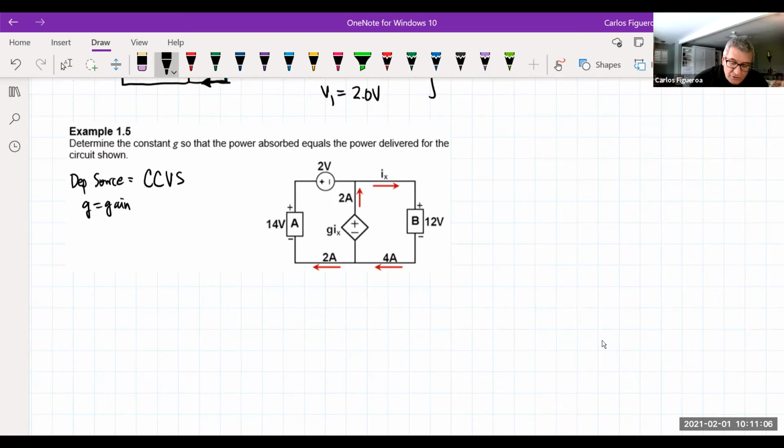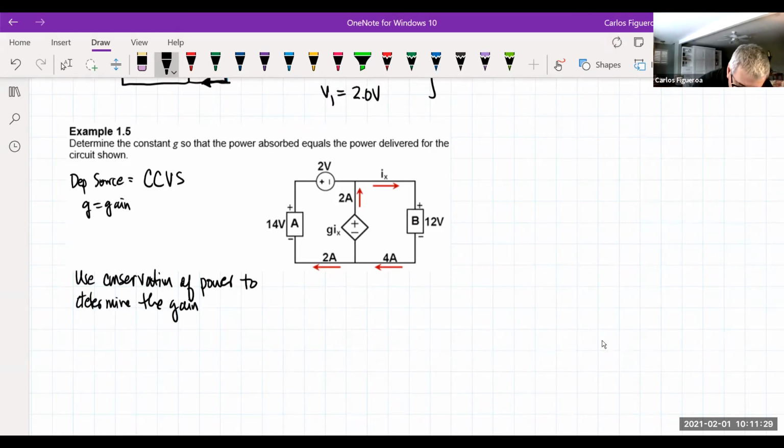So what we want to do here is use conservation of power to determine the gain G, assuming that the circuit is good. The first thing I need to do is figure out what is active and what is passive. Okay, so let's go do this.